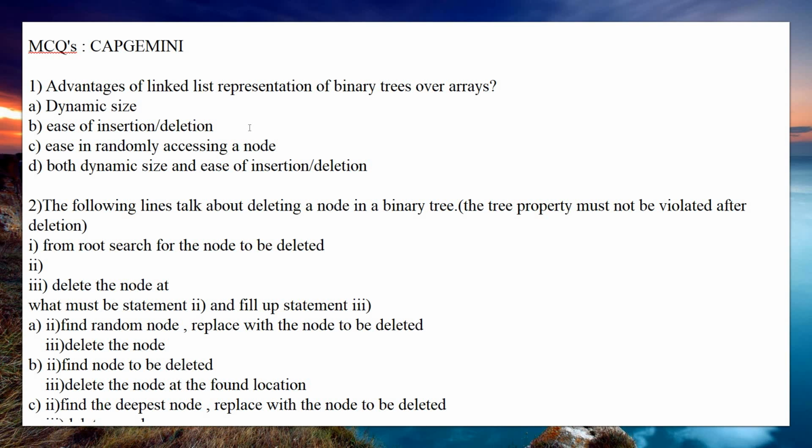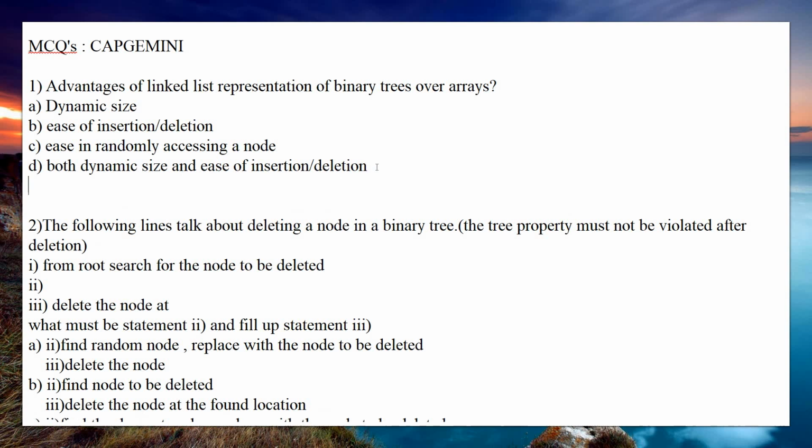So you can also access the elements from the array also, but they are asking what are the advantages of linked list over the arrays. So the last option is both dynamic size as well as the ease of insertion or deletion. In case of arrays they have static size, whereas the linked list is a data structure which has dynamic size. So this is an advantage of the linked list over the arrays, you can say.